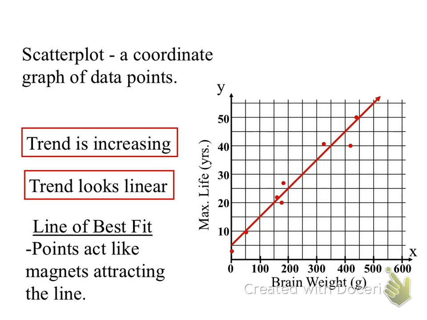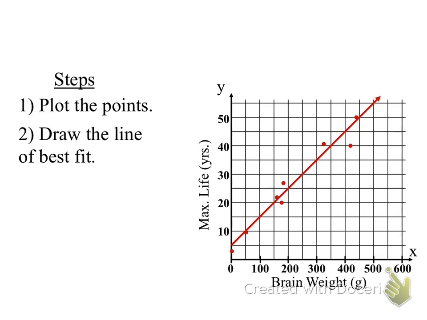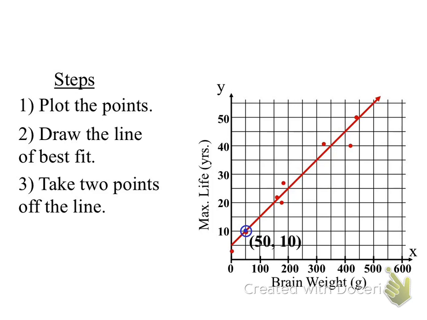Okay. Once you do that, we want to pick 2 points. So here are the steps. I want you to write this down. Number 1, we plot the points. Number 2, we draw a line of best fit. Number 3, we take 2 points off the line. Okay? Let's look up here before you write. Everybody look. We're going to take 2 points, and what can we do with 2 points? Find the slope. Find the slope, right.